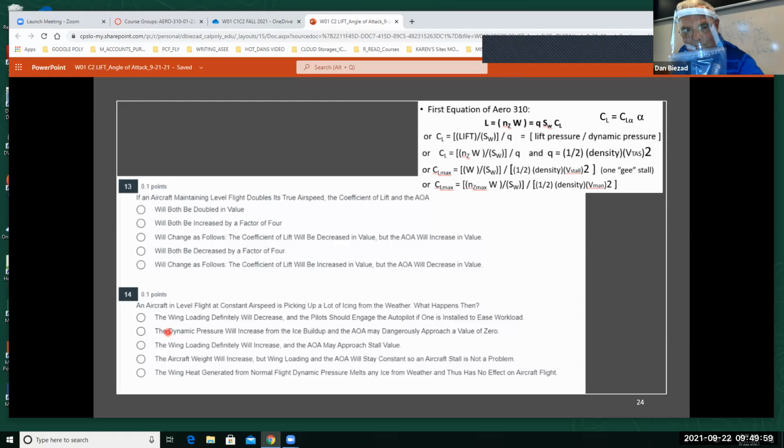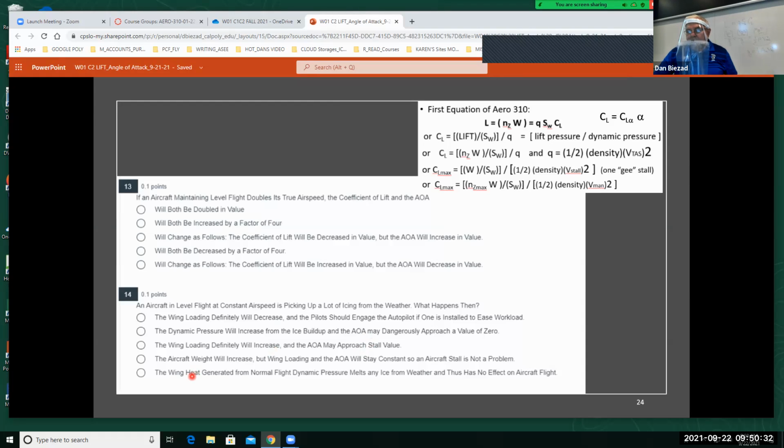The dynamic pressure comes from a tube. You see, here's the tube right there, at the end of the airplane. Now it can ice over. What happens to the airspeed if it ices over? It goes to zero, right? Because it's not seeing any pressure. That's the pressure airspeed that you're seeing in the cockpit. So that's the only thing ice does there. So that's the second answer: the wing loading definitely will increase, and AOA may approach stall value. That looks like a winner.